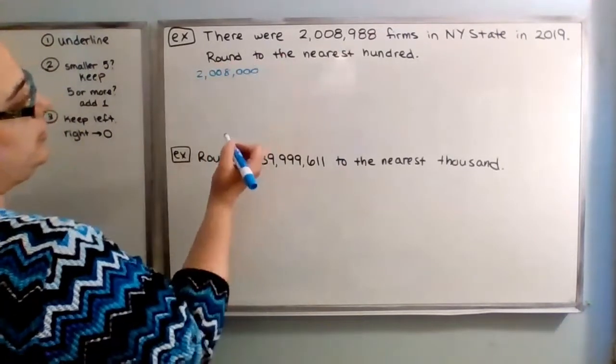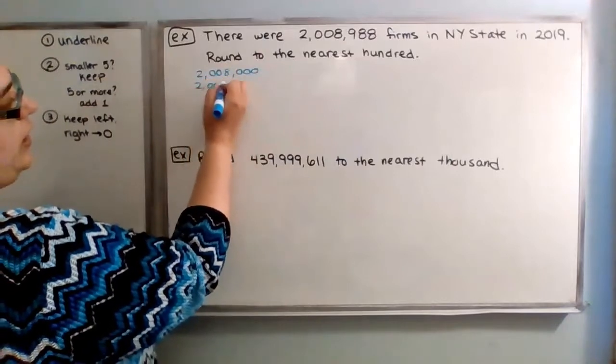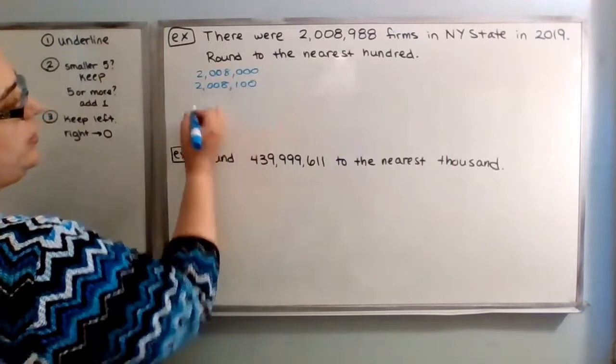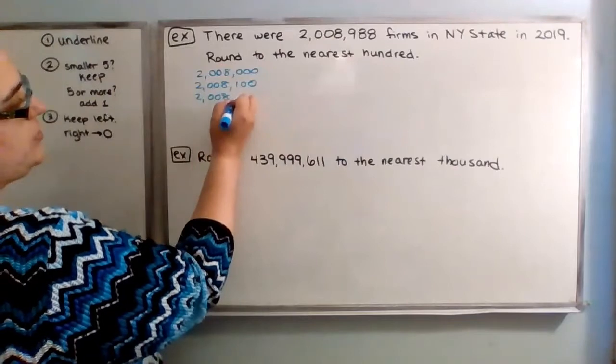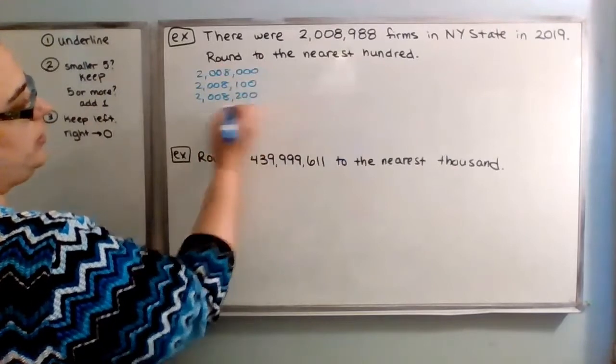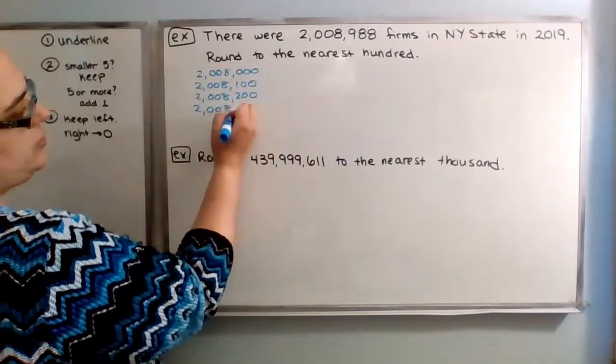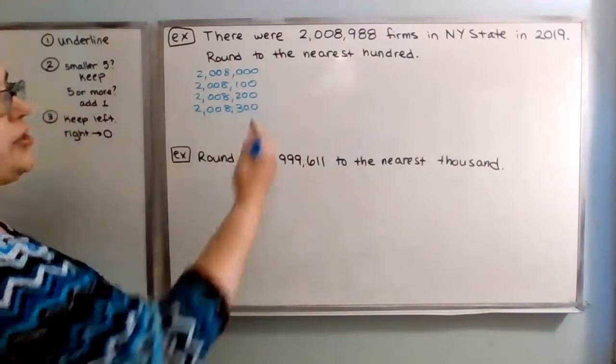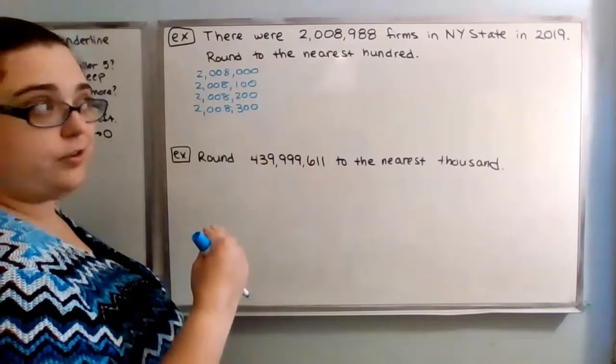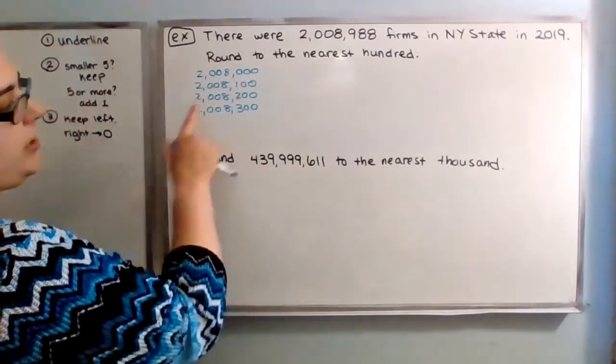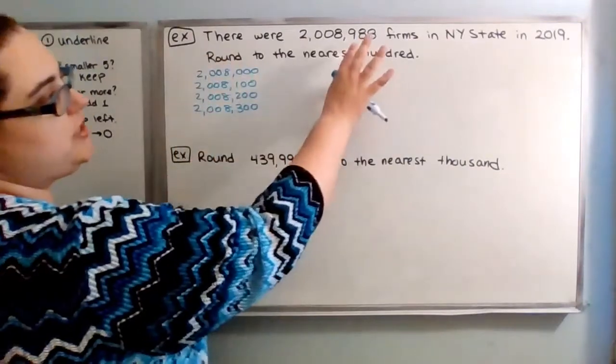2,008,000, 2,008,100, 2,008,200, 2,008,300, right? So each time I'm just increasing by hundreds. Now, I'm not going to write this whole list out. I am going to use this to kind of guide me.